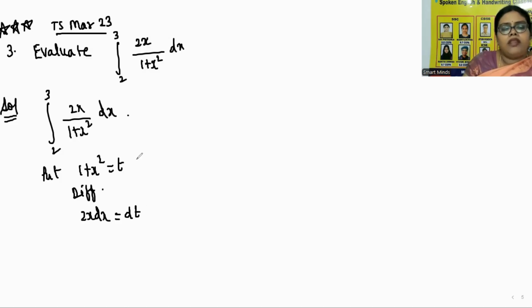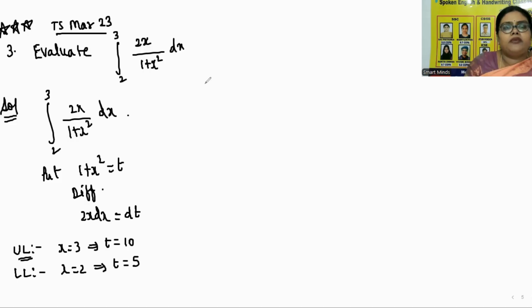So whenever we are doing any substitution, its limit also changes. So if we are taking the upper limit, how will the upper limit change? Put x is equal to 3. So t will become 1 plus 3 square, it will become 10. And how about the lower limit? x is equal to 2. If x is equal to 2, t will be 5.